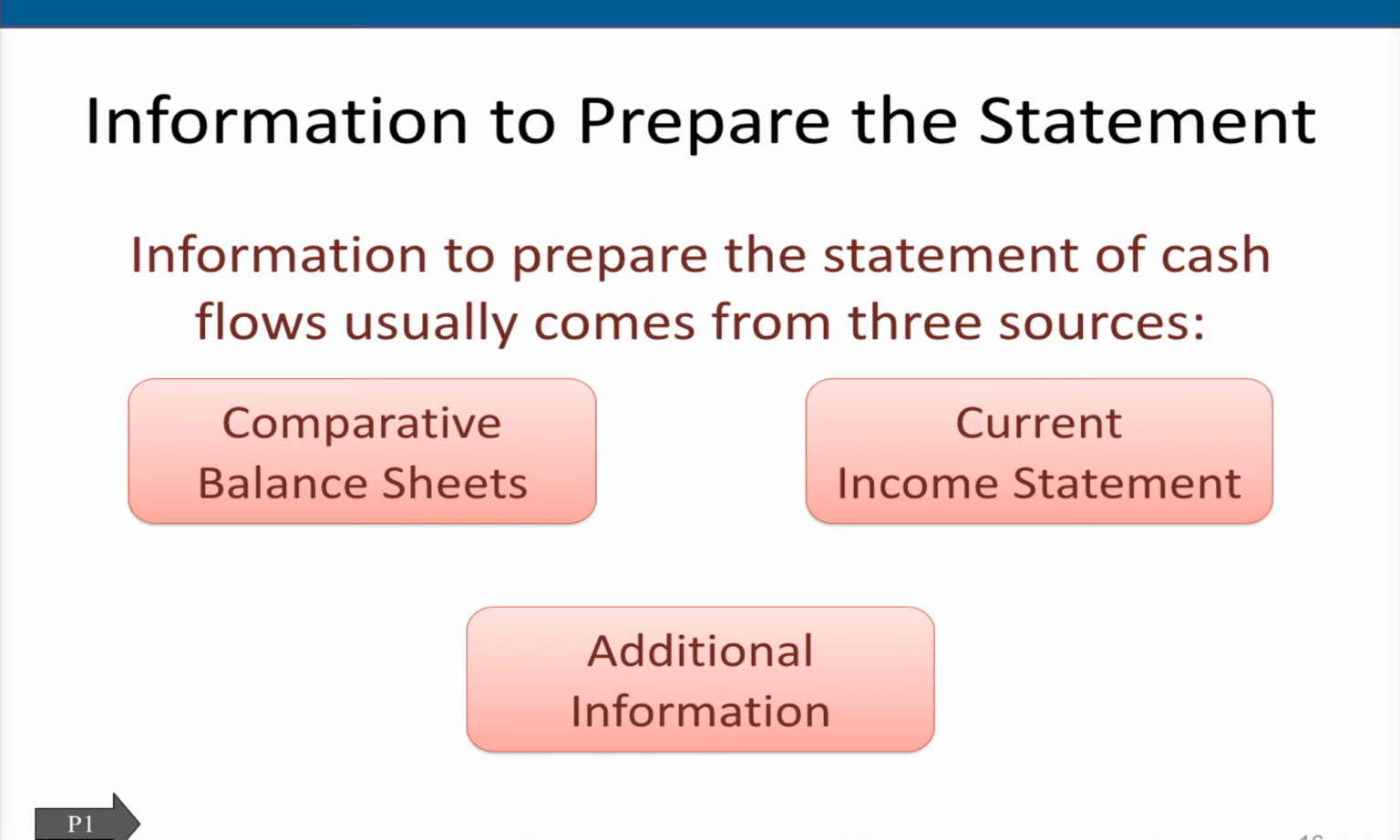Essentially, when you talk about the information you need to prepare the statement of cash flows, when we say we need the comparative balance sheets, in a way that's true. All we really need from that is a beginning and ending balance of the cash account. So that gives us the amount of money that we need to account for.